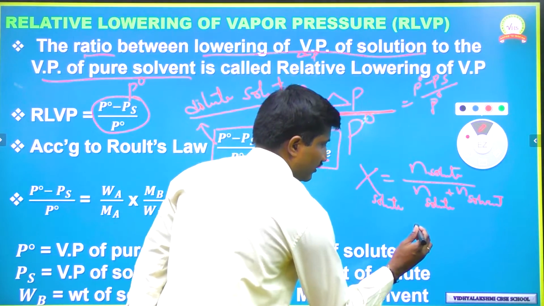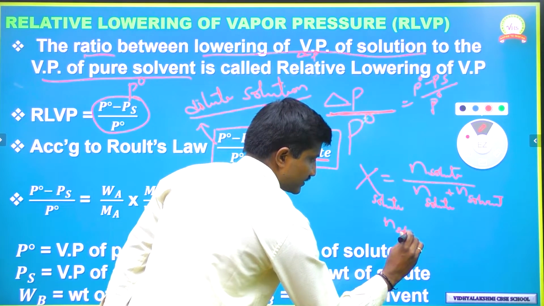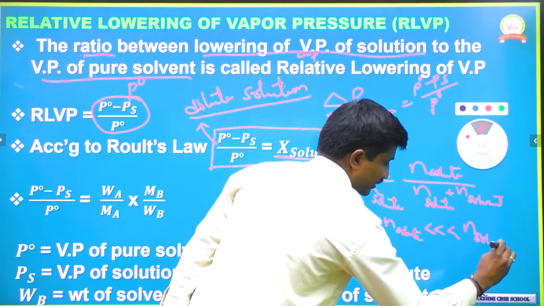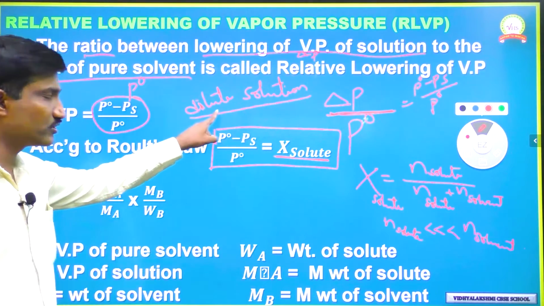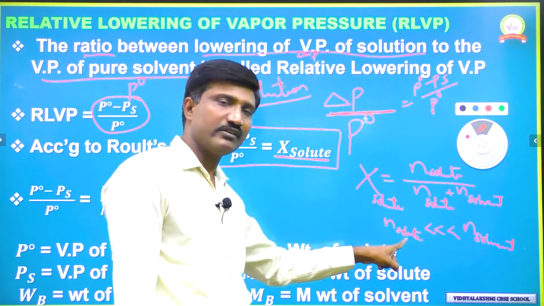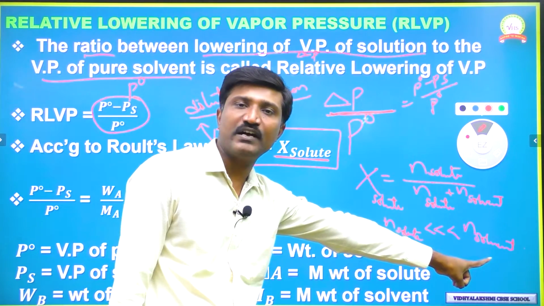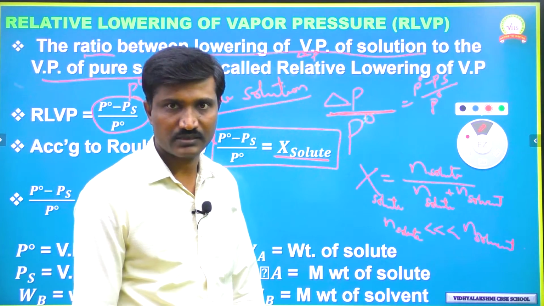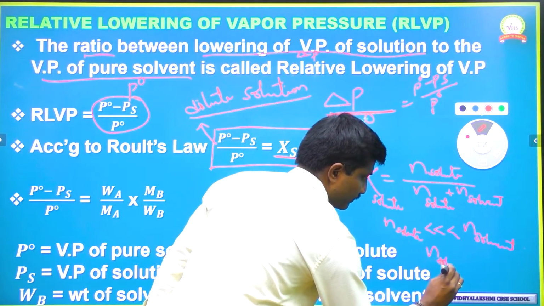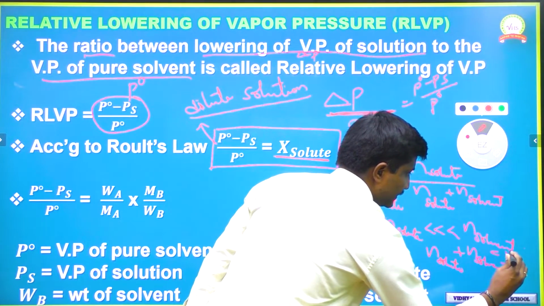Okay, so here, since it is a dilute solution, the number of moles of solute is very less than the number of moles of solvent. Since the amount of the solute is very less, the number of moles also decreases. That value is negligible compared to the number of moles of solvent, so we can take n solute plus n solvent collectively as n solvent.